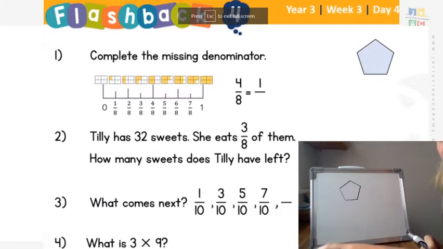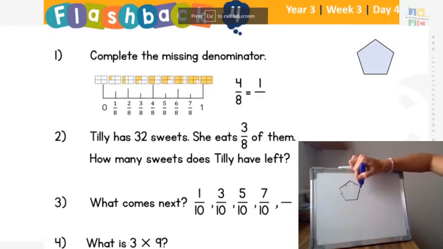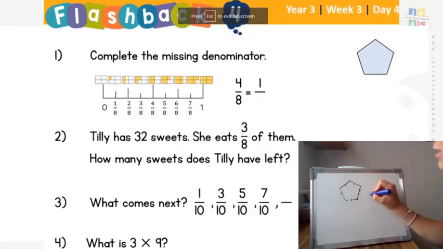Okay, so the shape will look something like this. Now we can see that this is a 2D shape because it doesn't look 3D, it's flat. If you laid it on the table, you'd be able to see it flat. Now we can count the number of sides. We've got 1, 2, 3, 4, 5. So we know it is a 5-sided shape, and a 5-sided shape is called a pentagon.